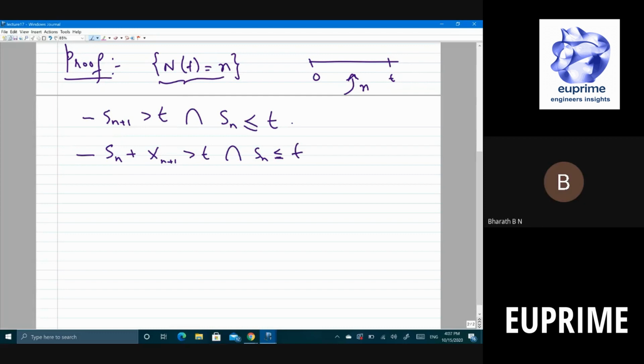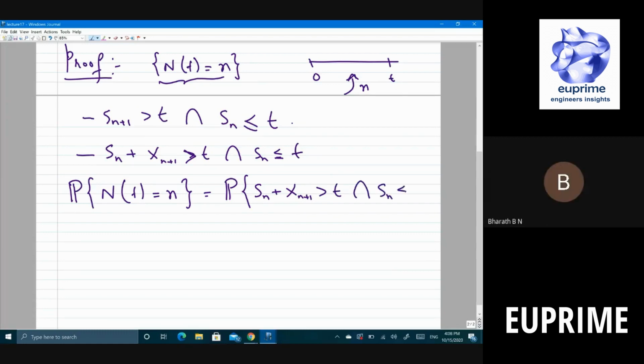Is that fine or no? Yes, sir. Okay. So now we need to find the joint density or joint distribution of this, right? So N of t equal to n essentially means that Sn plus 1 is greater than t and Sn is less than or equal to t. This is what we have, right? Is that fine? Okay. So now essentially, okay, let me write this. Probability of N of t, I don't know if we will be able to proceed with this. Let's try. Probability of Sn plus Xn plus 1 is greater than t.